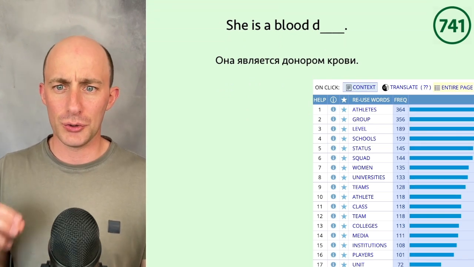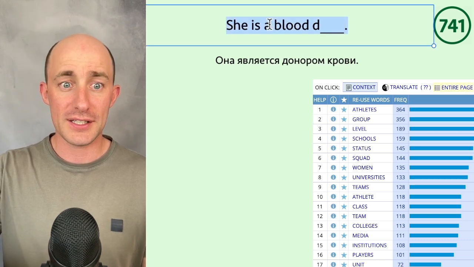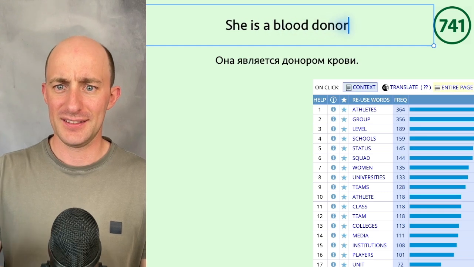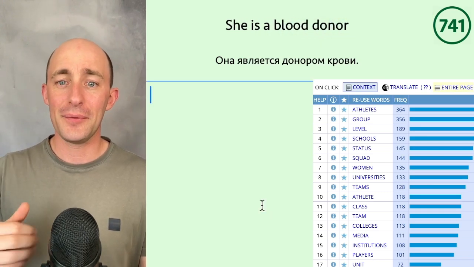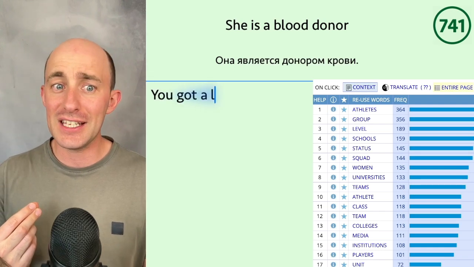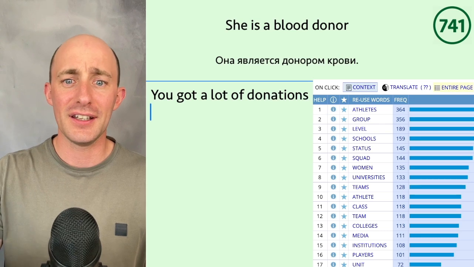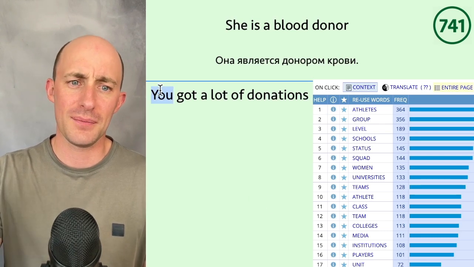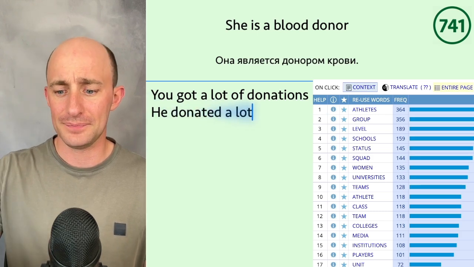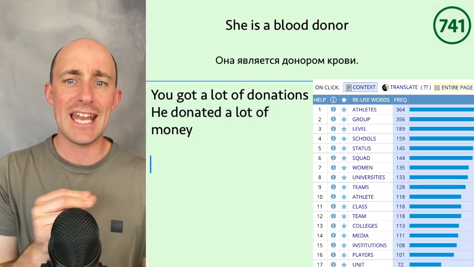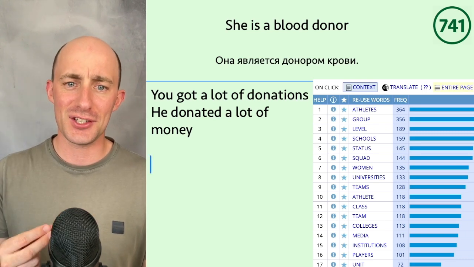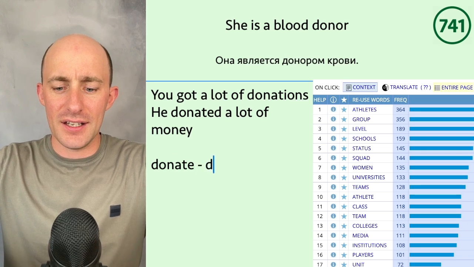Она является донором крови. Donor is a donor. She is a blood donor. A donor. And we can talk about donations. We got a lot of donations. I said we. My computer wrote you. Never mind. He donated a lot of money. So the verb is to donate. The person is a donor. You get donations. So donate, donations.